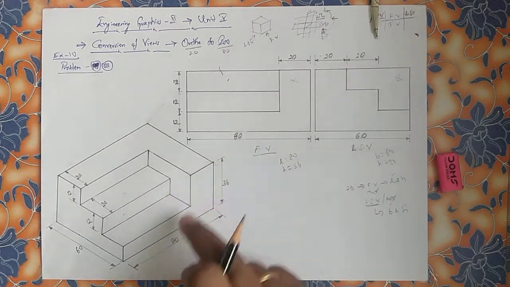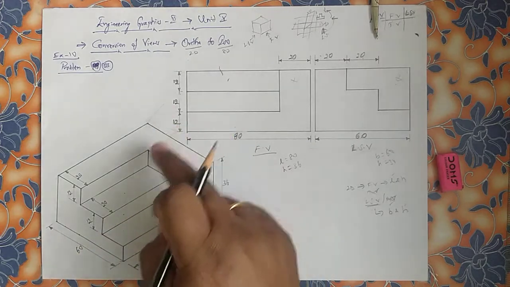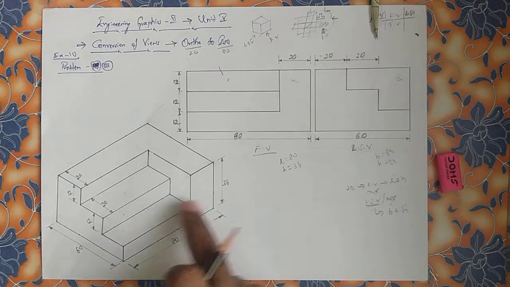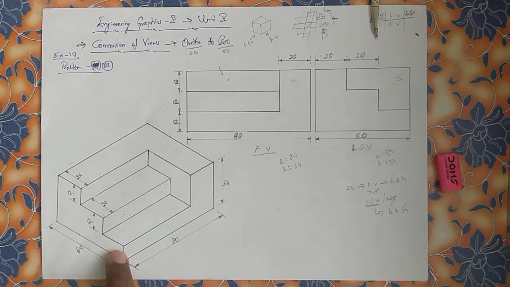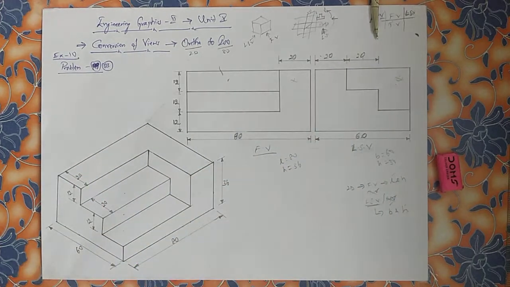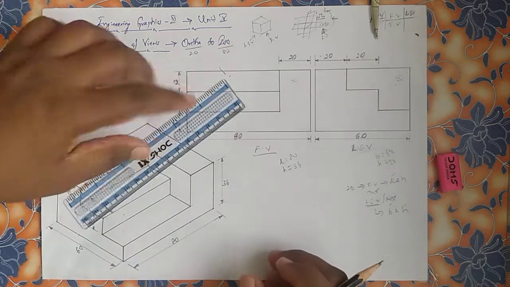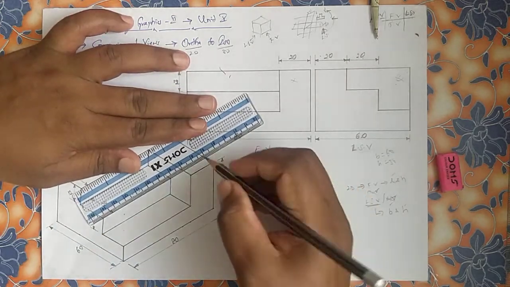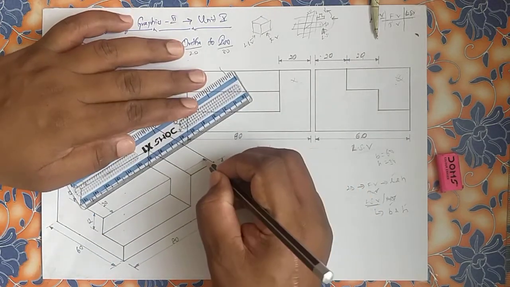Whatever the dimensions given, 80 I have covered, 60 I have covered, 3 12s, right? 36. If I have covered 12, 12, the remaining will be this 20, 20, 20, 20, 20. Now this length is not given, so I have to show it here inside.